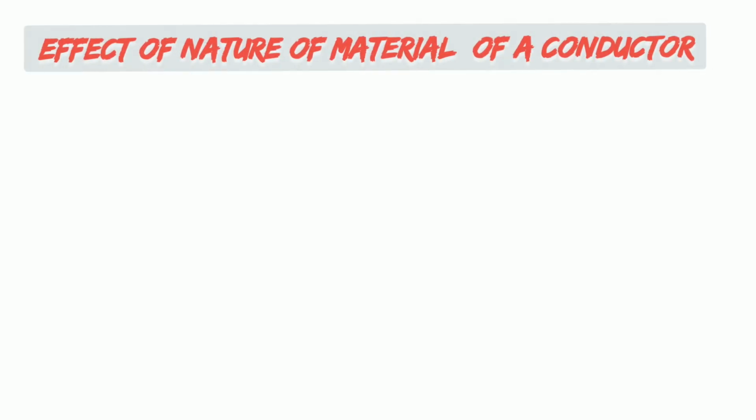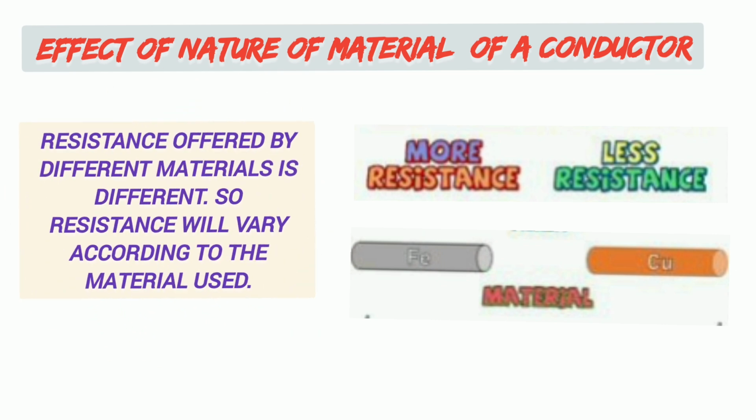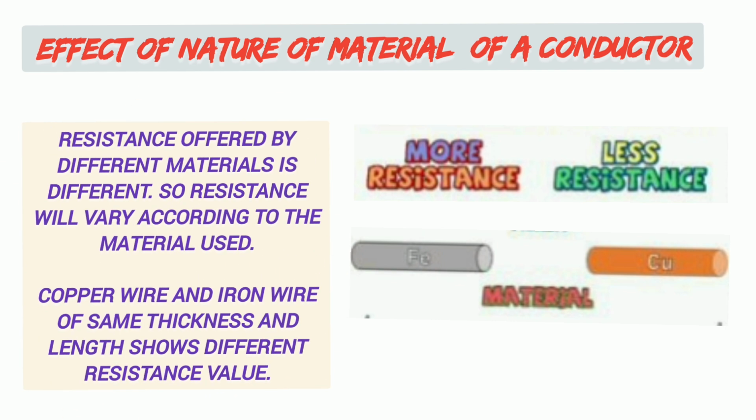Nature of material. Resistance offered by different materials is different, so resistance will vary according to the material used. For example, copper wire and iron wire of same thickness and length show different resistance values.